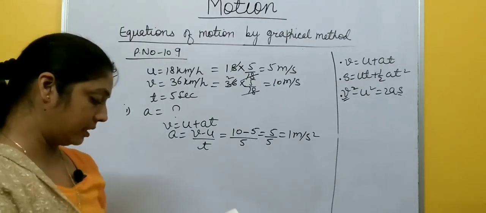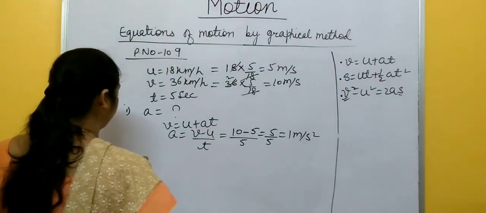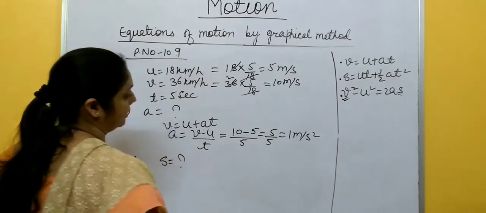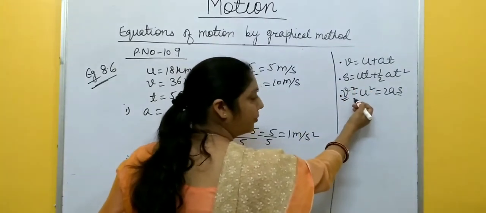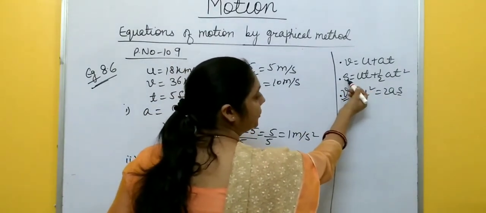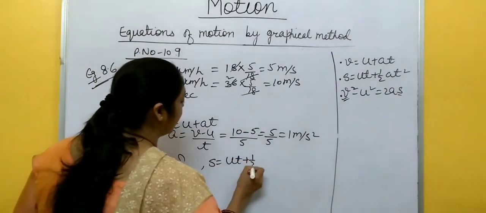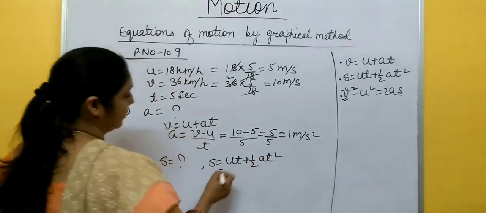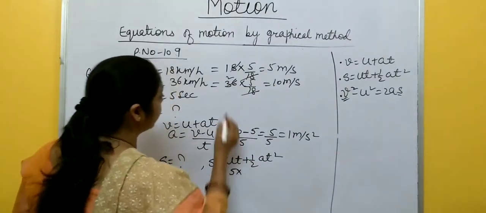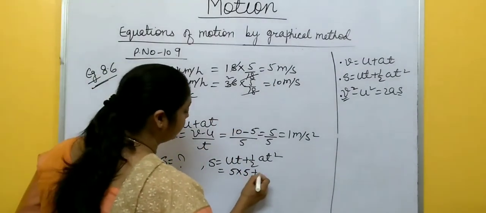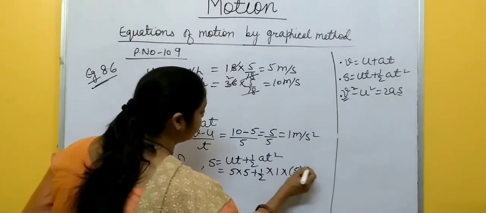Now second part is distance covered by the car in that time. Again you have to find distance. Then again which formula to use? Anything. This formula you can also use, this formula you can also use. This time I am going to use this formula: s equal to ut plus half at square, right? So what is u here? u is 5. Time is how much? 5 seconds. Plus half, acceleration is 1 and time is again 5, so 5 square.